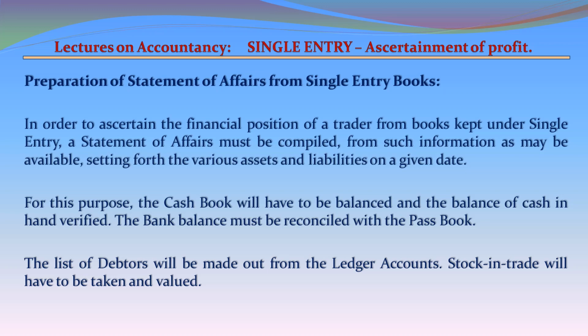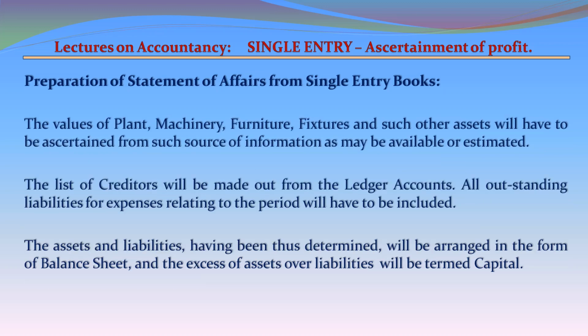The list of debtors will be made out from the ledger accounts. Stock in trade will have to be taken and valued. The values of plant, machinery, furniture, fixtures and such other assets will have to be ascertained from such source of information as may be available or estimated. The list of creditors will be made out from the ledger accounts. All outstanding liabilities for expenses relating to the period will have to be included.